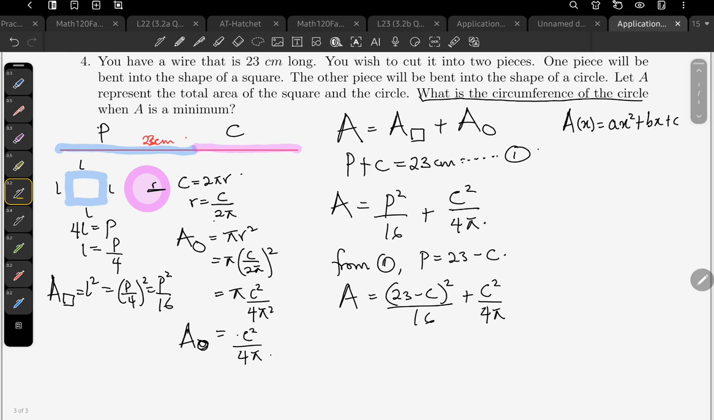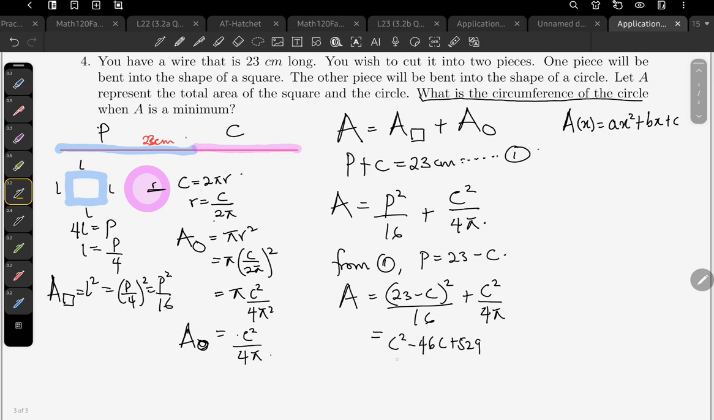Again, at first, it doesn't look like the regular quadratic function, but we can see that the highest degree we can get here is squared, and we have a variable. So we can rewrite this as a quadratic function that we are familiar with. That requires that we expand the left part of the expression. So this is x, or c, squared. This is c squared minus 46c plus 529.